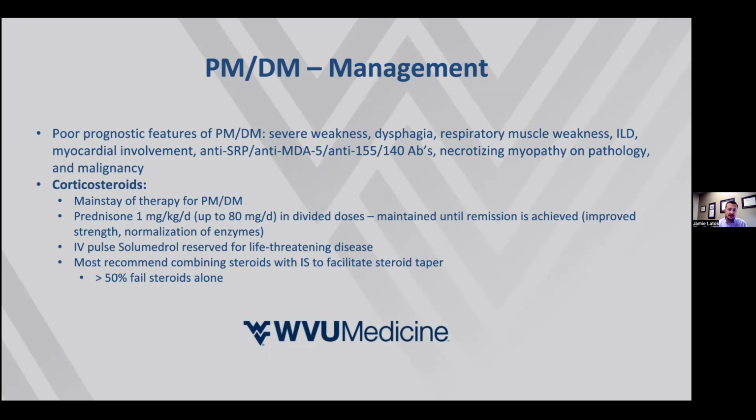So patients that generally have things like severe weakness, maybe they're bedbound, they're non-ambulatory, they have respiratory muscle weakness, if they have interstitial lung disease at diagnosis, if they have one of those higher risk or poorer prognostic antibody profiles, or an associated malignancy, those are generally going to be considered poorer prognostic features. Regardless of whether they have those or not, steroids are typically first line management.